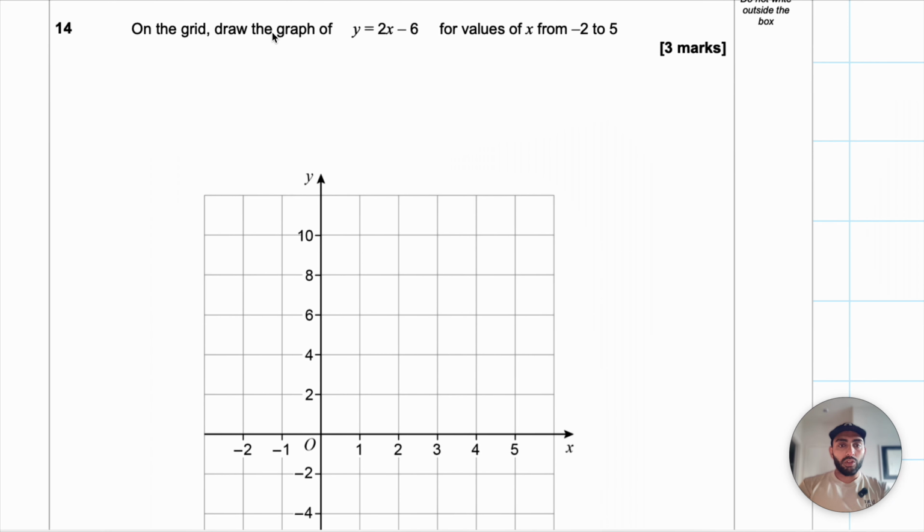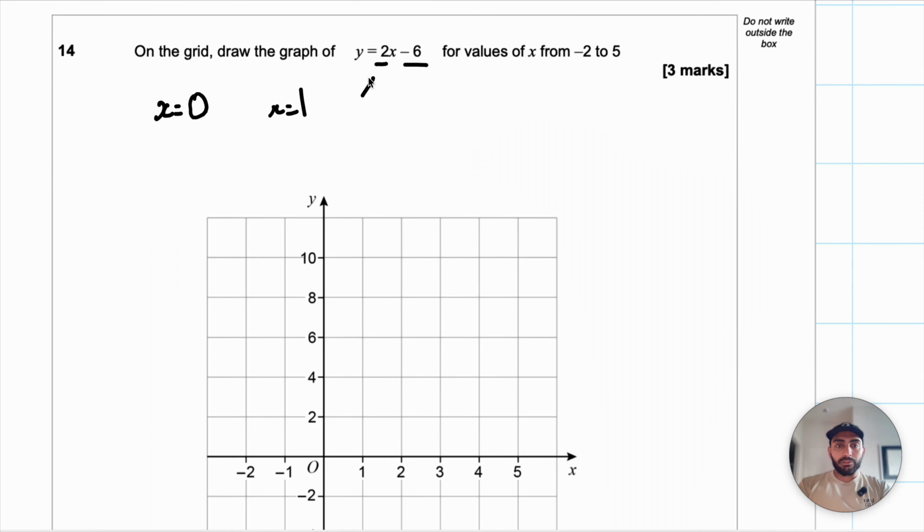Question 14. On the grid, draw the graph of y equals 2x minus 6 from these values. So the easy way to do this is if you find 2 points and you just join them up. One way you could do it is you could substitute 2 values for x. So for example, you could substitute x equals 0 and x equals 1 and just do that. I'm going to do it a little bit differently. I'm going to use this gradient, which tells me how steep the line is, and this y-intercept, which gives me one of the points already.